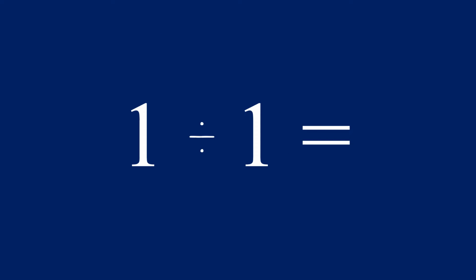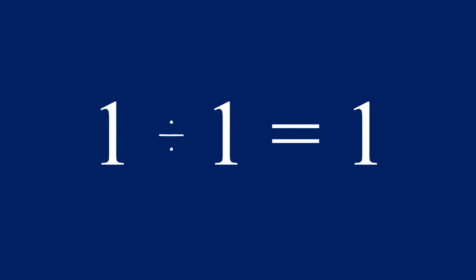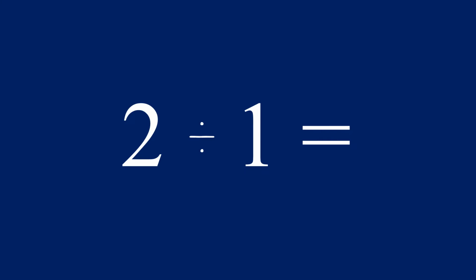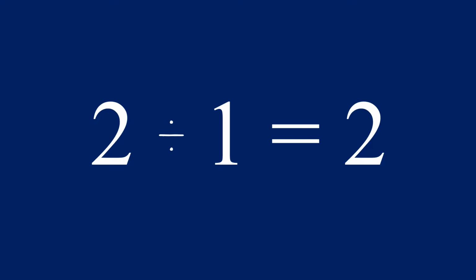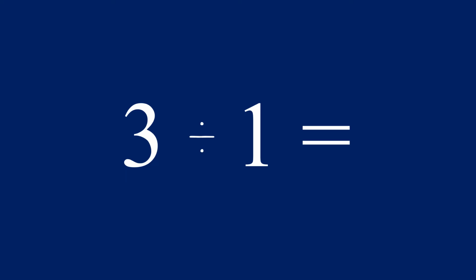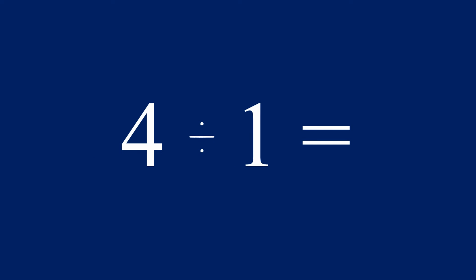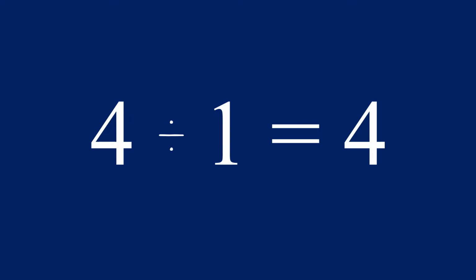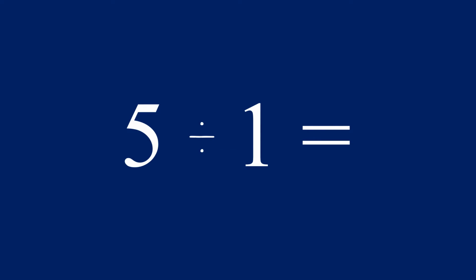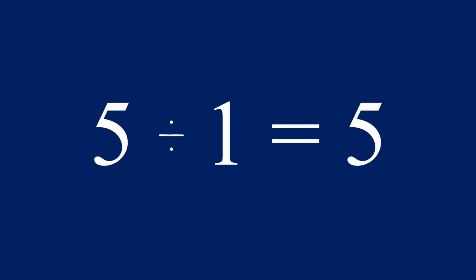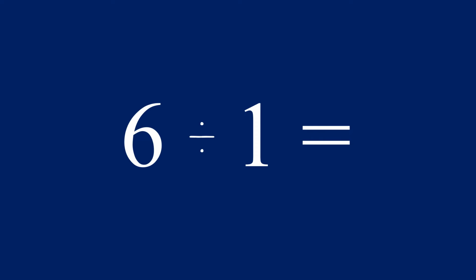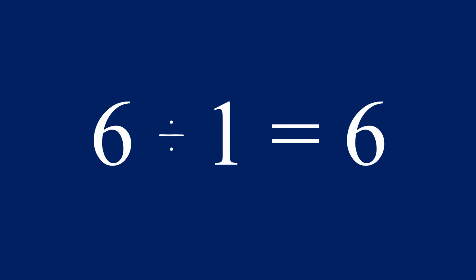1 divided by 1 equals 1. 2 divided by 1 equals 2. 3 divided by 1 equals 3. 4 divided by 1 equals 4. 5 divided by 1 equals 5. 6 divided by 1 equals 6.